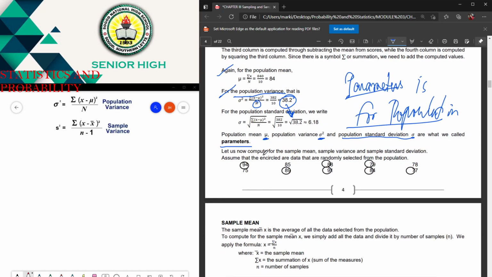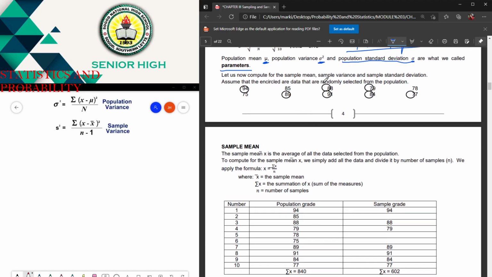Next, let us now compute the sample mean, sample variance, and sample standard deviation. Assume that the encircled are data that are randomly selected from the population. So, just the circled ones. We can do it here because the formula is different, but the sample mean is still the same. Okay? Sample means.